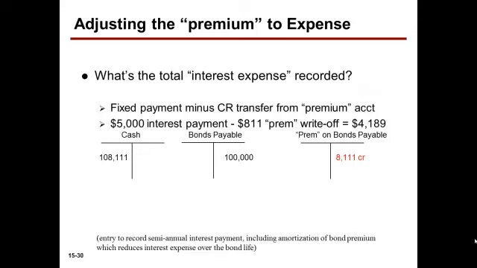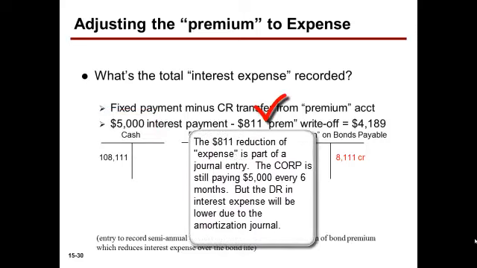So let's answer the question, what's the total interest expense recorded? First of all, how much interest are we paying every 6 months? $5,000. Coupon rate times face amount minus 1/10 of that premium, $811. In other words, our interest expense will be $41.89. Let's develop that entry one line at a time.